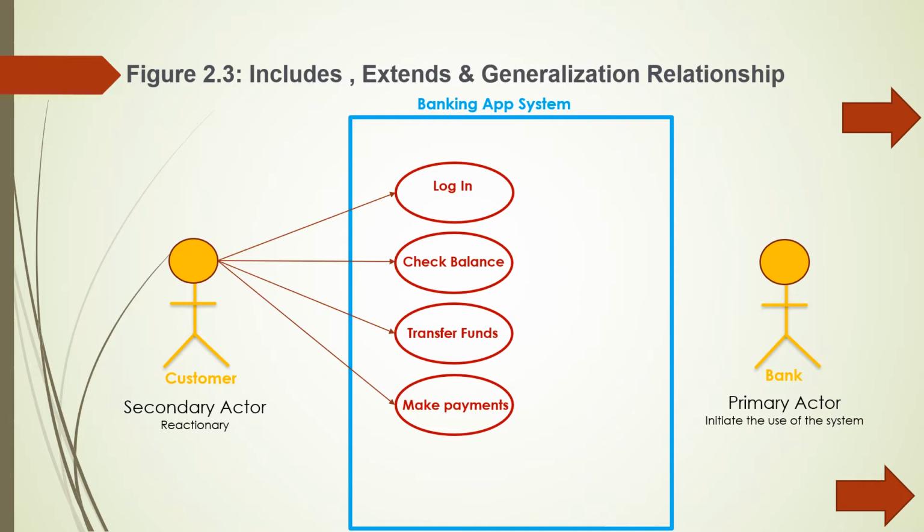Customer has a relationship to use cases log in, check balance, transfer funds, and make a payment, while bank has a relationship to use cases check balance, transfer funds, and make payments only. Bank doesn't have a relationship to log in because the trigger is processed at the system backend.